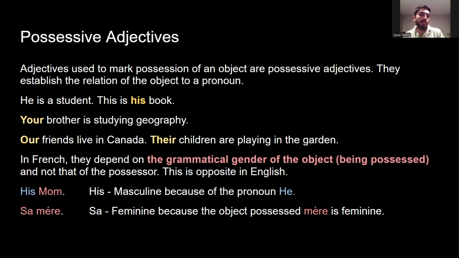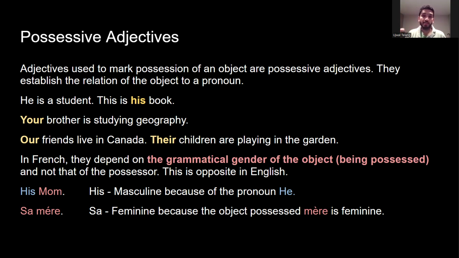Your brother is studying geography. Your brother, right? Your. So it's like you know that the brother is yours, right? There's a link between you and your brother. So our friends live in Canada. Their children are playing in the garden, right? So in all of these sentences, his, your, our, their are possessive adjectives.